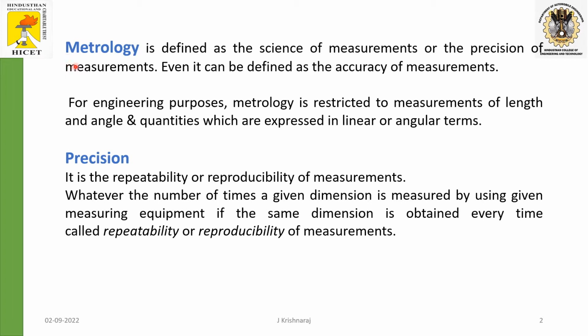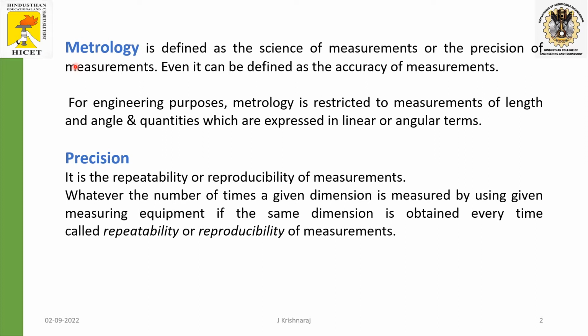For engineering purposes, metrology is restricted to the measurement of length, angle and quantities which are expressed in linear or angular terms. So metrological things are limited only to the engineering principles for measuring length, angle and quantities. Now, precision and accuracy: both words look the same, but they have different definitions.